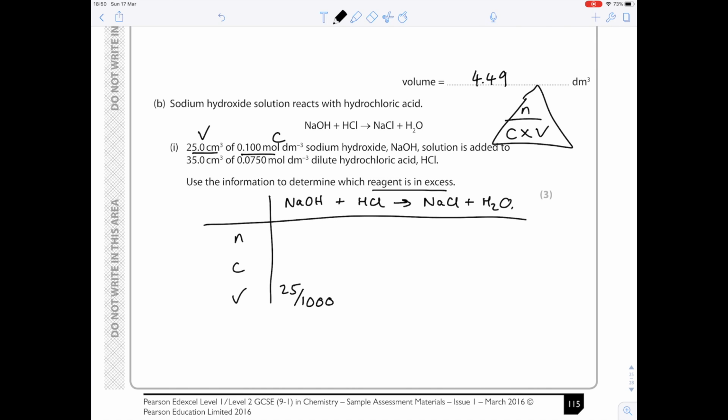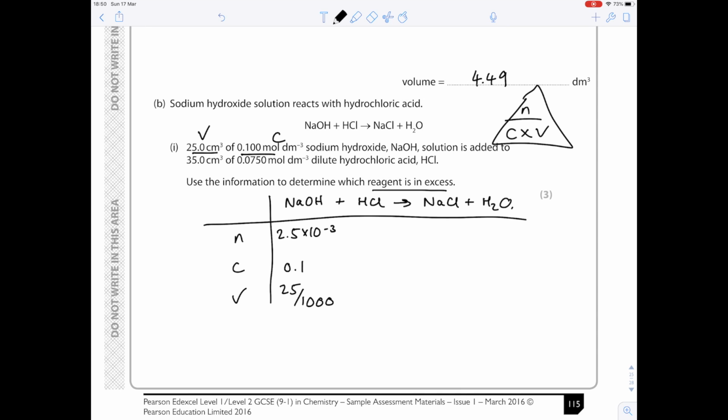Do watch my videos on mole calculations and titration calculations if you're not sure what I'm doing here. Then we've got a concentration of 0.1 molar sodium hydroxide. I'm hopeful that you can see we are now ready to work out the number of moles using our formula triangle. So just do 25 over 1,000 times 0.1 to get a number of moles, which is 2.5 times 10 to the minus 3.